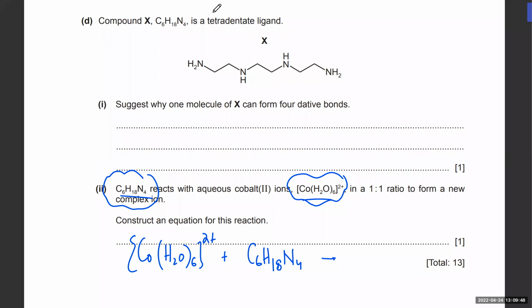If it's a tetradentate ligand, क्या होगा? 3 उसके बनेंगे and 3 H2O के. नहीं मैं, so एक second. 3 नहीं होगा. Tetra. What does tetra mean? 4. ठीक है. So what is happening is you've got 6 water molecules initially, right? So let's say you've got 6 water molecules.